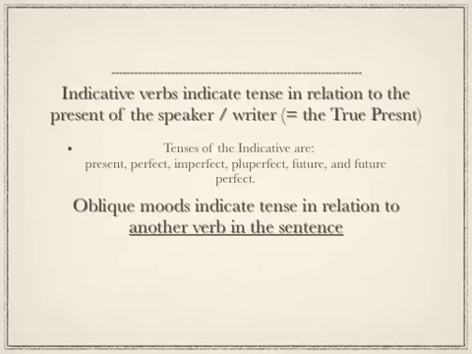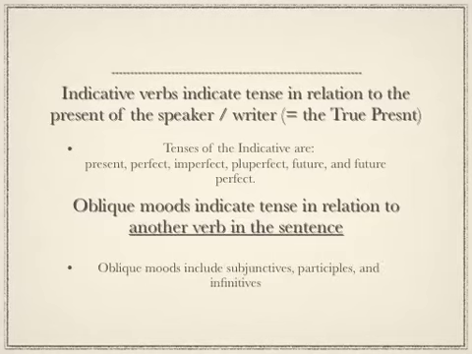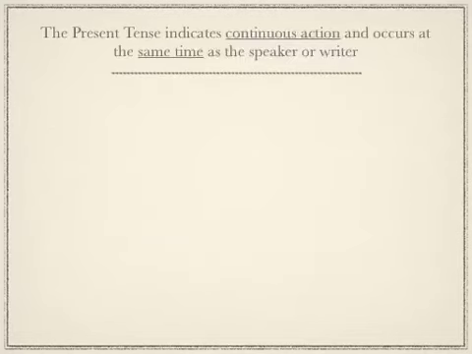So indicative verbs have what we call absolute tense. Oblique moods have what we call relative tense. So the indicative tenses are things that you already know. That's the present, the perfect, the imperfect, the pluperfect, the future, and the future perfect. The oblique moods are subjunctives, participles, and infinitives. So we're going to talk about the indicative moods here.